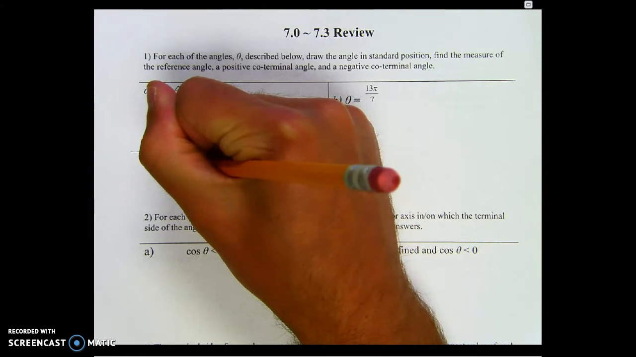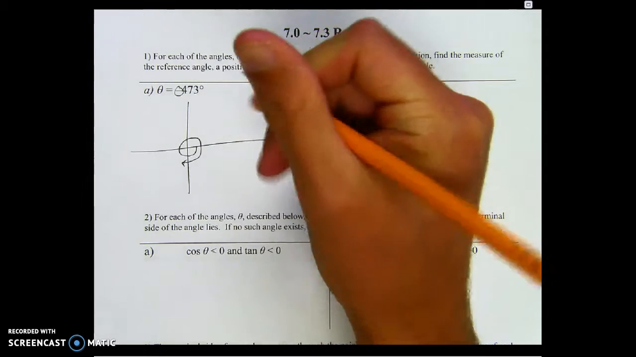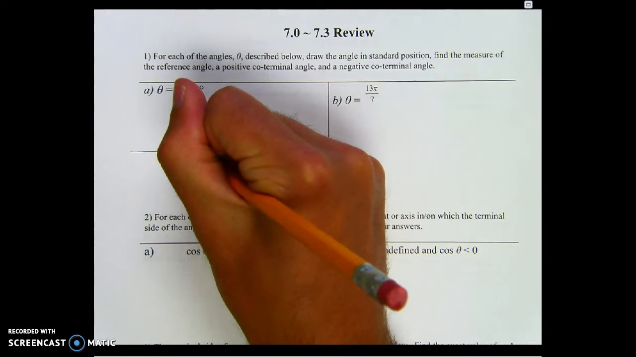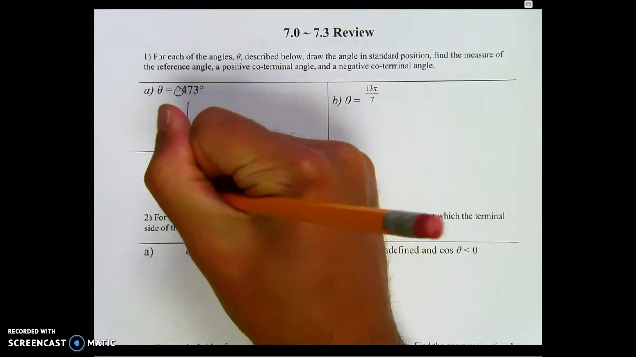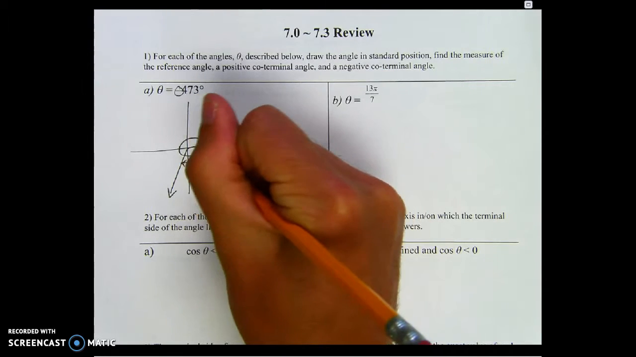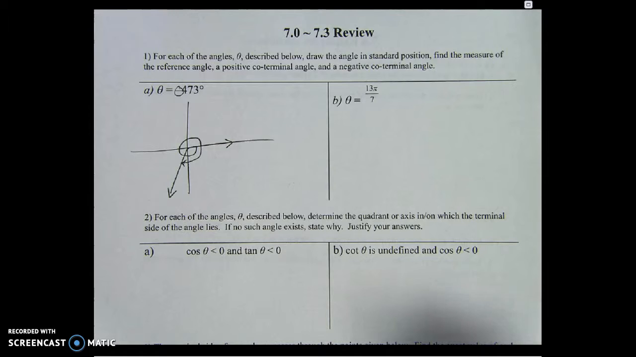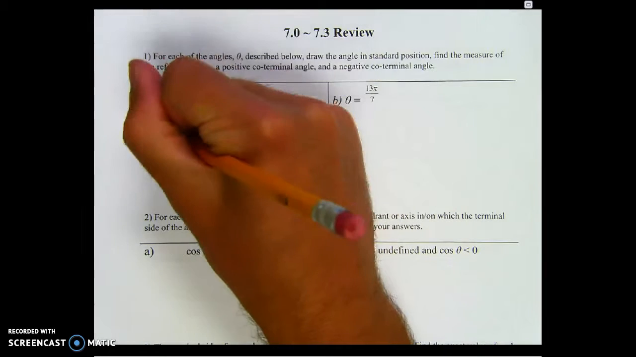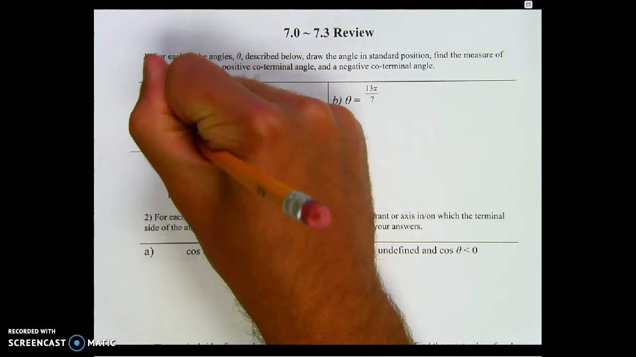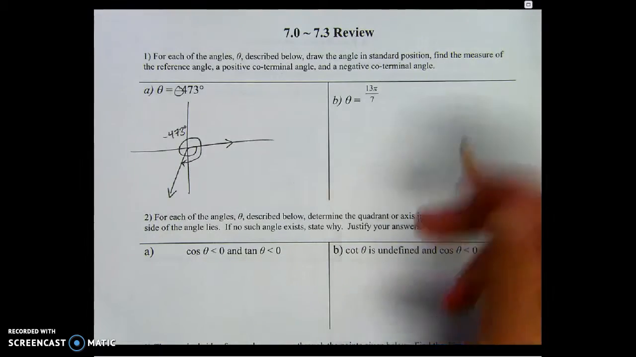Okay, so we draw a little arrowhead at the end of our swirly angle, and we draw the terminal side of the angle to meet that ending point. And of course, the initial side was right there on the x-axis. So there's our angle in standard position. That is negative 473 degrees. Okay, then it says find the measure of the reference angle.